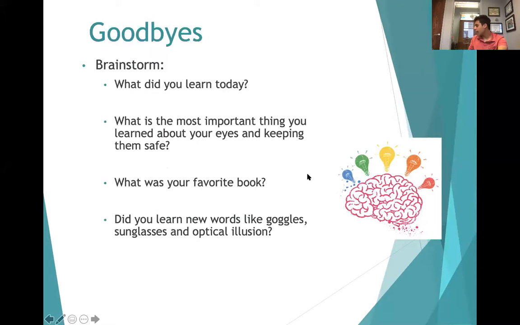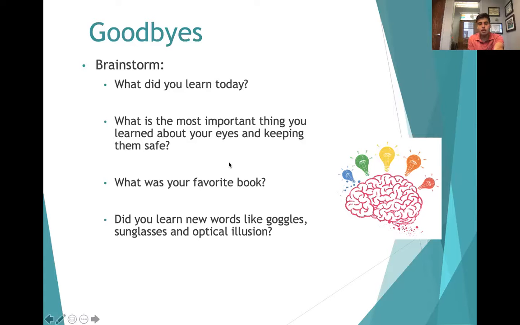So then finally, after that activity, it's time for goodbyes. So in the goodbye part of this curriculum, it's basically just saying goodbye, hope you have fun, but also asking some questions, summarizing, making the kids think about what they learned. What new words did they learn? So questions such as, what did you learn today? What is the most important thing you learned about your eyes and keeping them safe? What was your favorite book? Did you learn new words like goggles, sunglasses, and optical illusion? So those kinds of questions, brainstorming things they learned, what they liked.